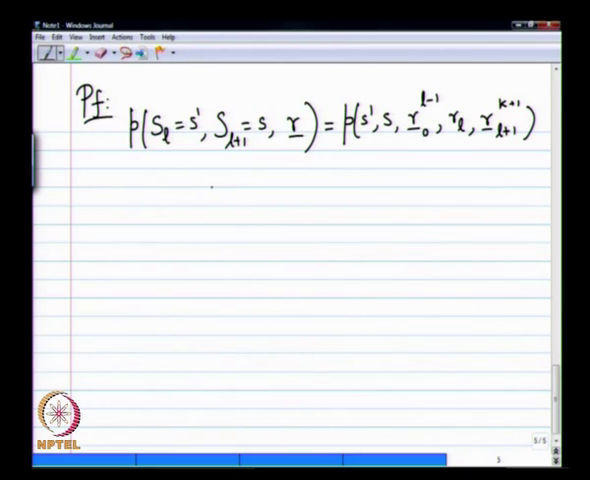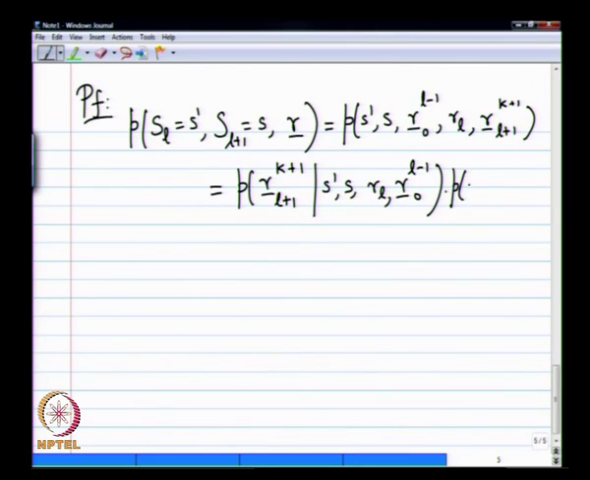So this you can write as probability of R L plus 1 to K plus 1 given everything else. So everything else is what? S prime, S, RL, R 0 to L minus 1. Then I should multiply by the probability of all these guys, S prime, S, RL and R 0 to L minus 1.